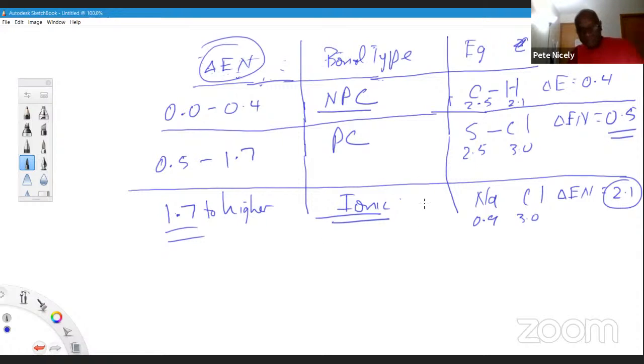Okay. Any questions about this? Any questions about electronegativity and the related bond types? Any questions?